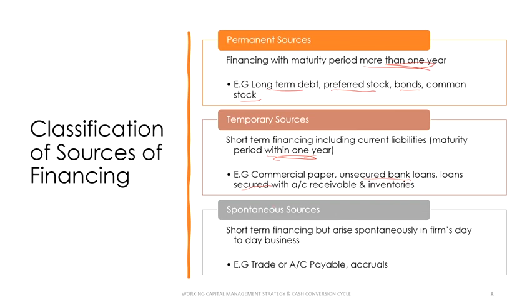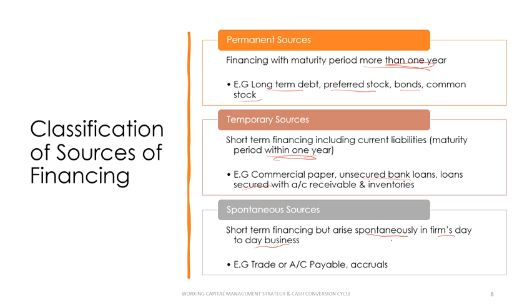That is the spontaneous sources. Spontaneous sources is a short-term financing but arise spontaneously in firms' day-to-day business. For example, trade or account payable and accrual. Yang selalu datang lah. Secara tiba-tiba dia memang selalu ada, daily ada. So, account payable dia memang akan wujud kan. So, these are the 3 sources of financing.